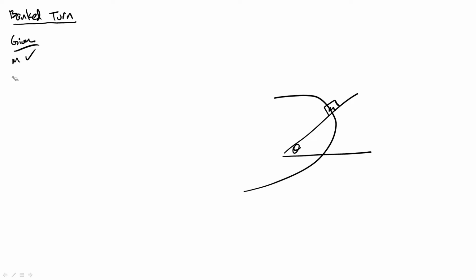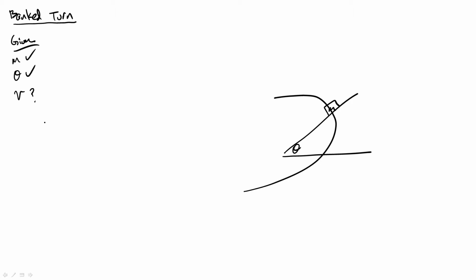A banked turn is effectively an incline of an elevation which helps you navigate around a corner. Now in these problems, you're usually given some values. For example, you might be given the mass of the vehicle. You might be given the angle of incline. You might also be given the speed that the vehicle is traveling at, or maybe this is what you're trying to look for.